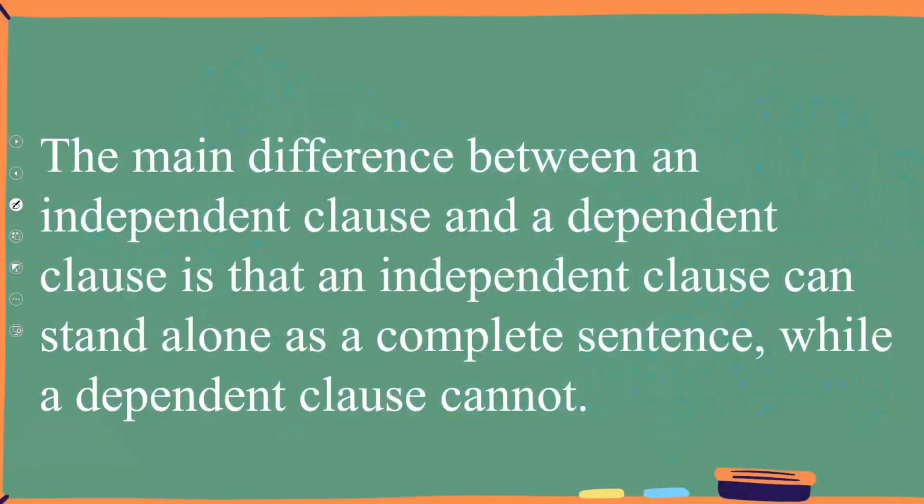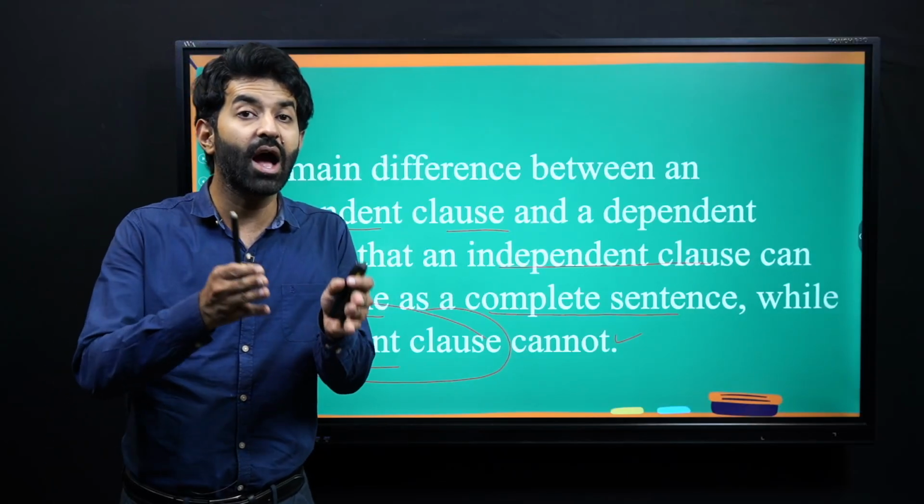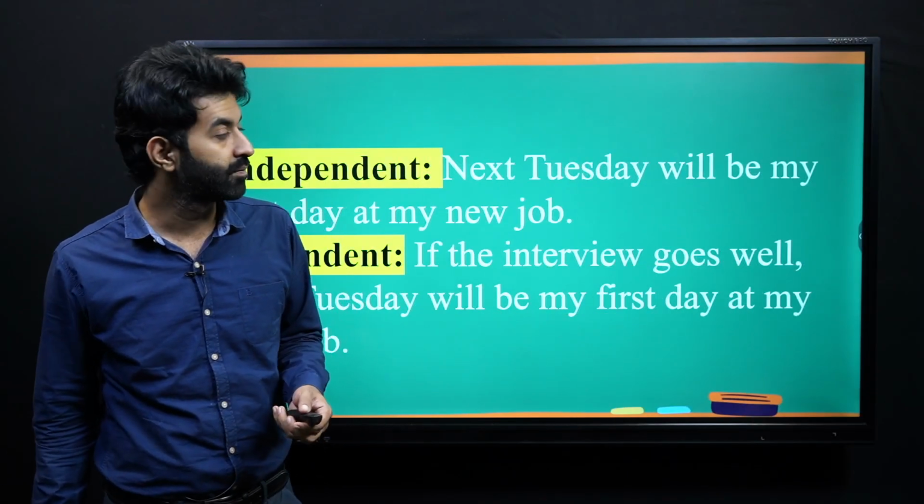Now let's talk about the difference. The main difference between an independent clause and a dependent clause is that an independent clause can stand alone as a complete sentence, while a dependent clause cannot. And where do we use our subordinating conjunction? With the dependent clause. And it always comes at the start of the dependent clause.